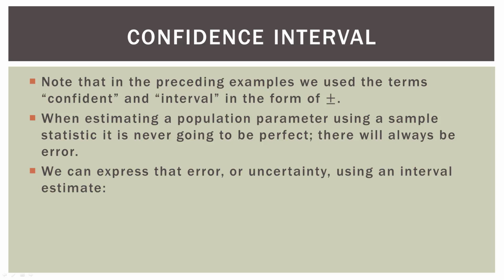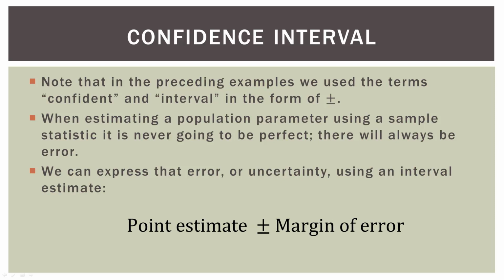Now we can express that error or uncertainty using an interval estimate, and it follows this general form. So we have some point estimate, like we're going to estimate the population mean, plus or minus some margin of error. And I'm sure you've seen this on presidential polls. So it'll say 58% of voters think this, plus or minus 3%. Well, that's the margin of error. It's a proportion margin of error, but the same idea. So you've seen this already in your everyday life. So we're just going to talk about it more specifically in the statistical sense in this video.